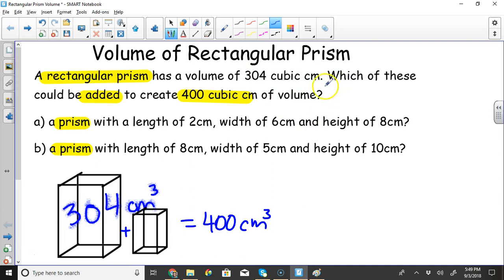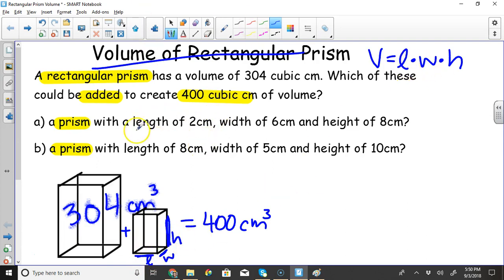All right, so let's see. How do we calculate the volume of a prism? Volume of a prism is the length times the width times the height, or the base times the width times the height. It really doesn't matter what names you call it. It's the bottom, how deep it is, and how tall it is. So the length, the width, and the height all multiplied together equal the volume.